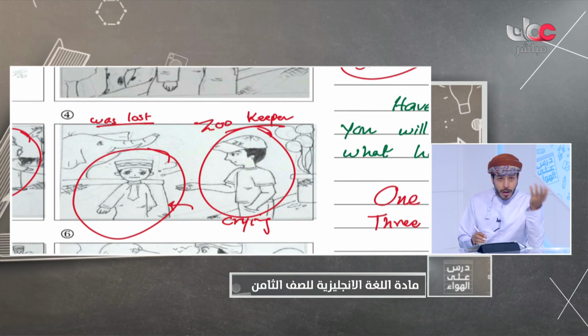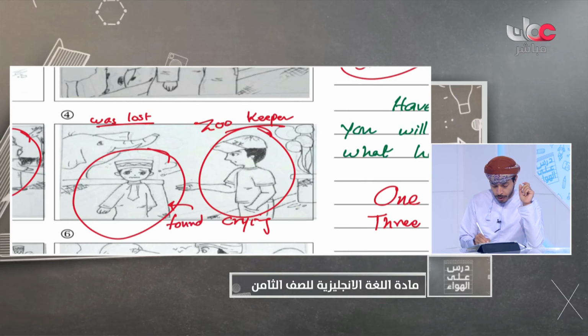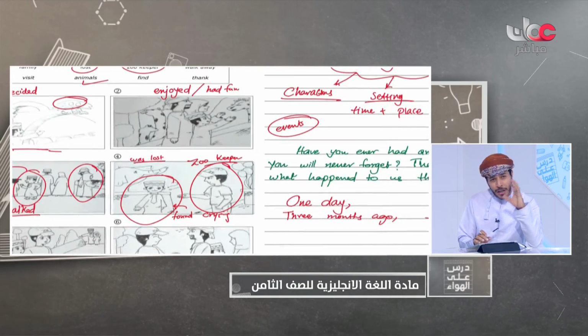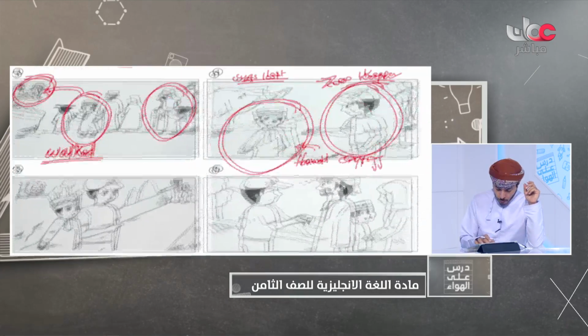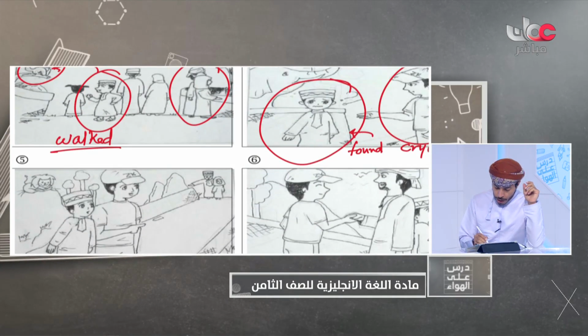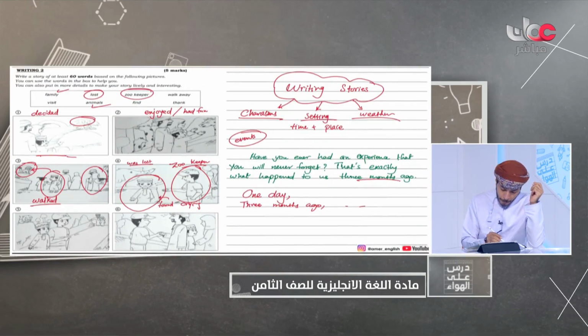يجد. Who found him? The zookeeper. So we can use found. Look at the verbs. They are very simple, by the way. Enjoyed, had fun, walked, was lost, found. Good. And then for the last one, they found, again, maybe you can use found, his family.